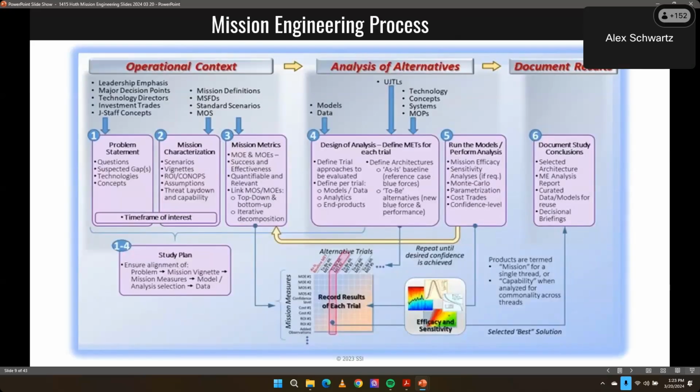Jaime showed this one. He's stealing my thunder, but this is good because it just demonstrates how perceptive I am, by using his slides and text and diagrams from the mission engineering guide. And we do love it.